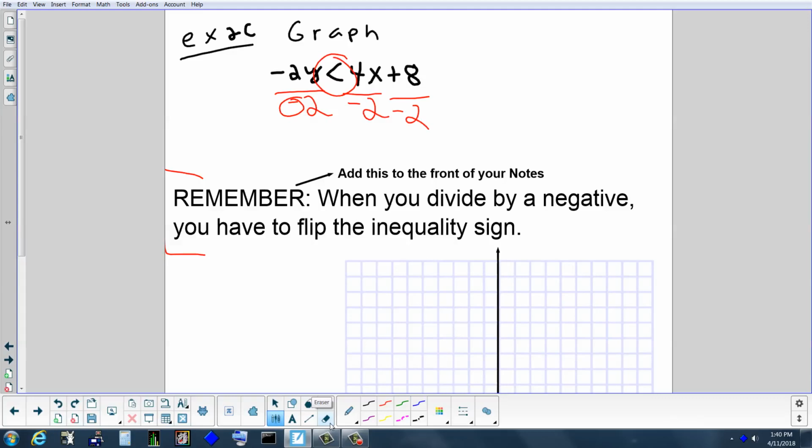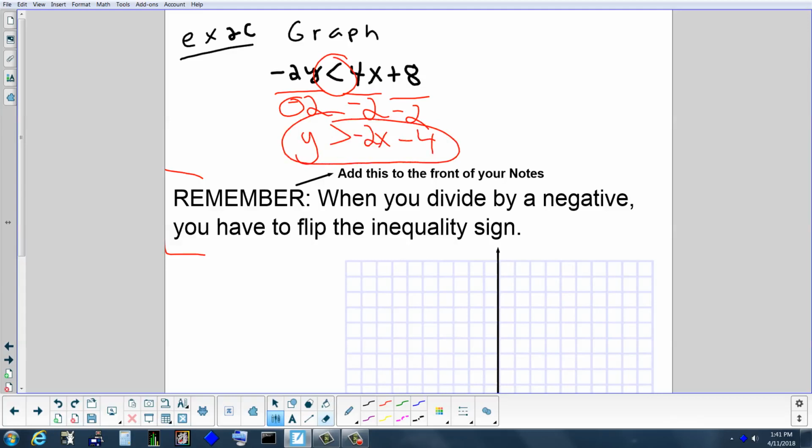All right. So yes, this means less than. So I want to make it greater than. What am I going to write here? y is greater than negative 2x minus 4. There it is.